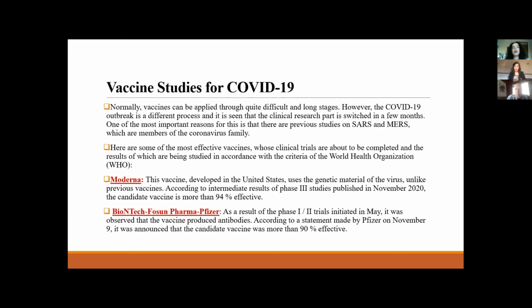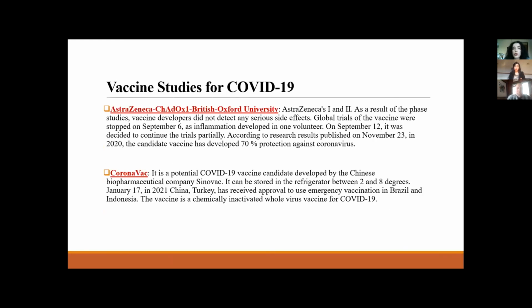AstraZeneca, British Oxford University. As a result of the phase 1 and 2 studies, vaccine developers did not detect any serious side effects. Global trials of the vaccine were stopped on September 6 as inflammation developed in one volunteer. So, on September 12, it was decided to continue the trials partly. According to research results published on November 23, 2020, the candidate vaccine has developed 70% protection against coronavirus.